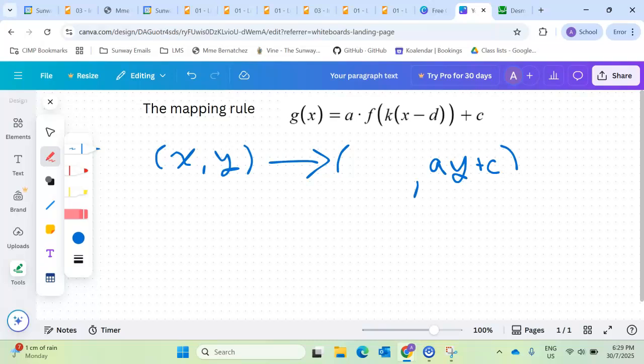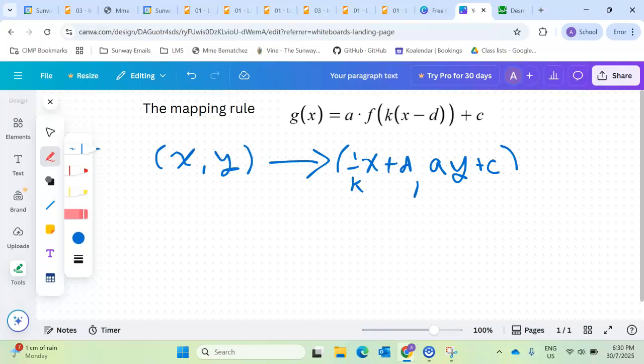Whereas for the value of x, we will multiply x by 1 over k, and we're talking about this x value here. So we're going to say x, and then we're going to say plus d.